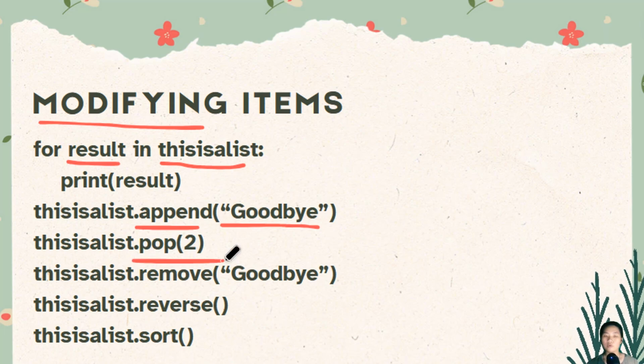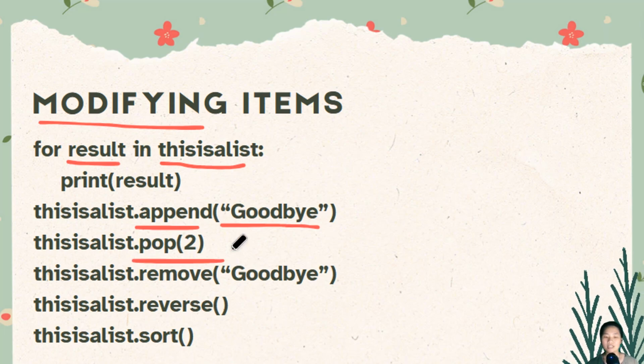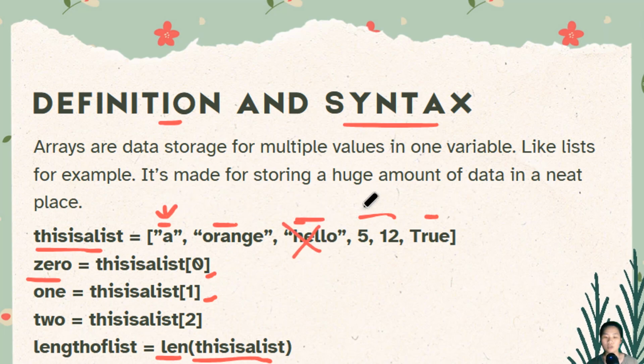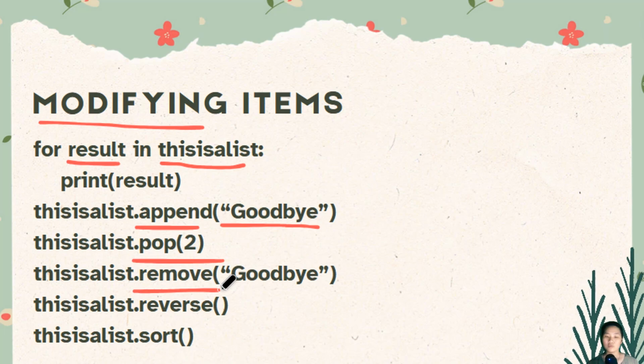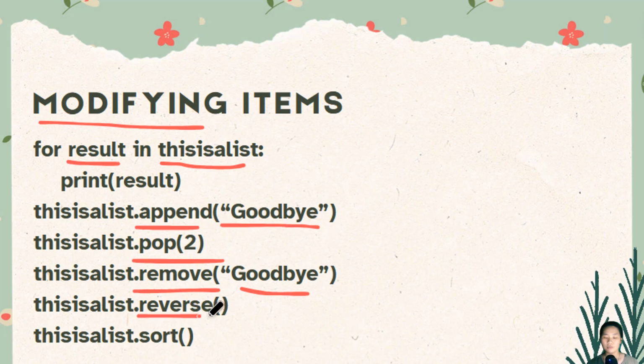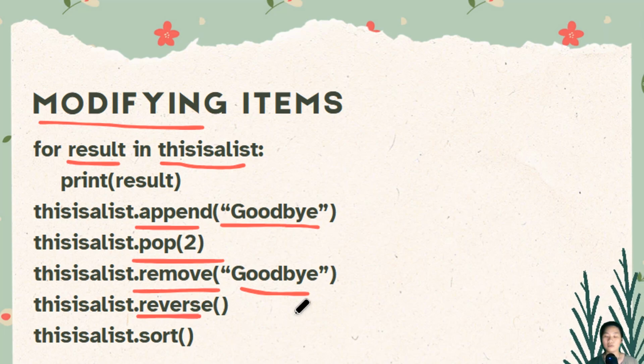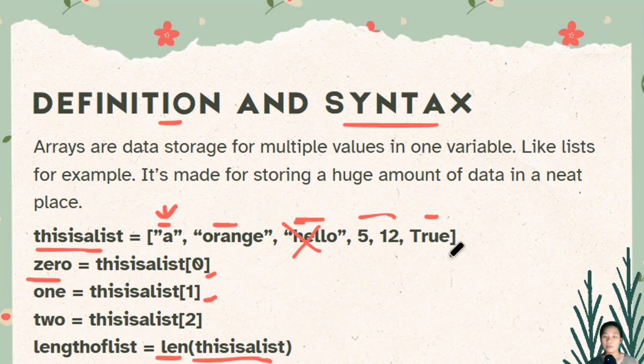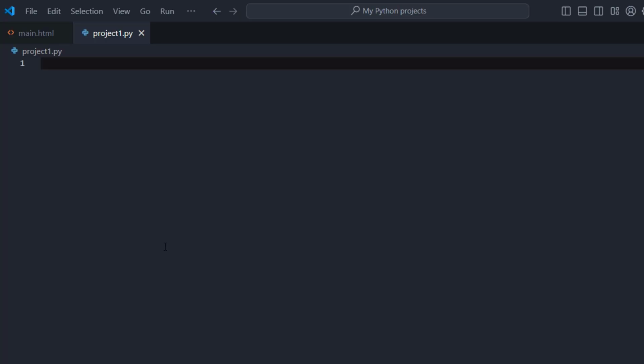Pop will remove, okay? Pop will remove the second index. So it will remove 0, 1, 2, removing hello completely. And then remove is for removing goodbye. We're going specific. And then we have reverse, the reverse method, which reverses the values within the array, and sort simply sorts the values alphabetically. As simple as that.